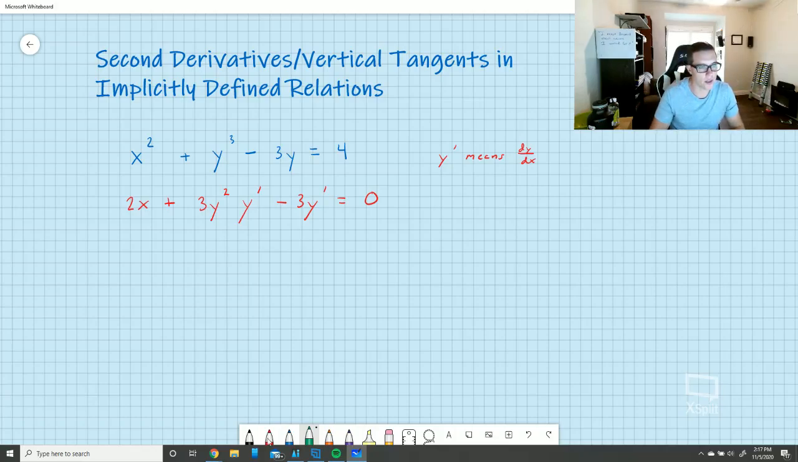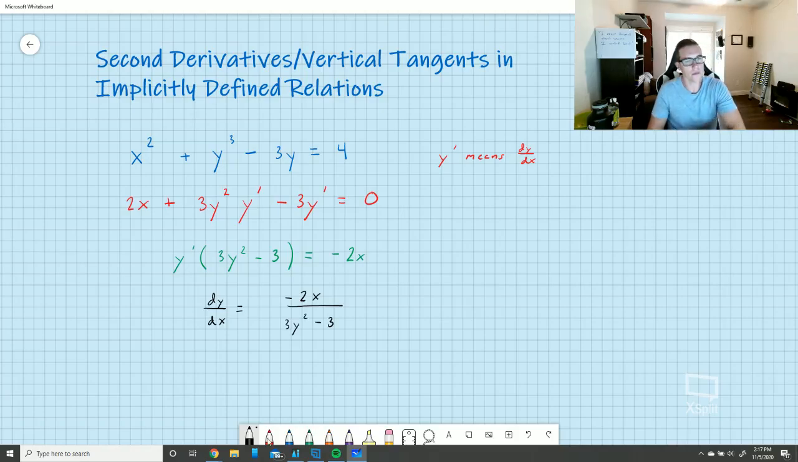So I'm going to subtract the 2x over. I'm going to factor out y prime. 3y squared minus 3. Factor out the y prime. I'm leaving the 3 in, and then subtract the negative 2x over. And finally divide. Here I may actually put the dy dx back. Okay, so negative 2x over 3y squared minus 3. Did I do everything right there? I hope so. So that's the derivative. We've been doing that. You can plug x and y into that. If I know an xy coordinate, I'd plug both in to find the slope at a specific spot.